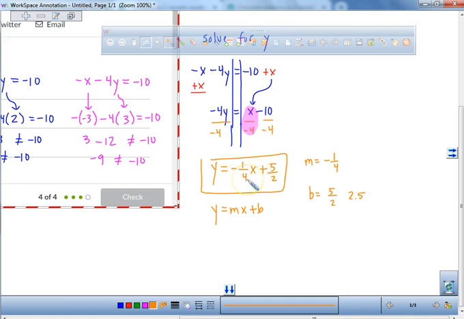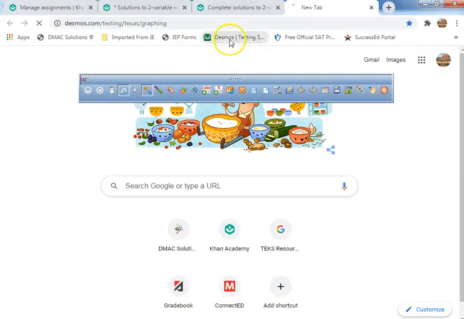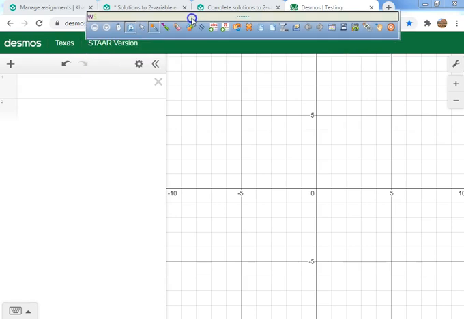What I want you to do is see what Desmos can do in test mode and what it can't do in test mode. Okay, so check this out. We're going to go to Desmos test mode real quick. You guys don't have to do it with me. I'll go ahead and do it right now with you all.